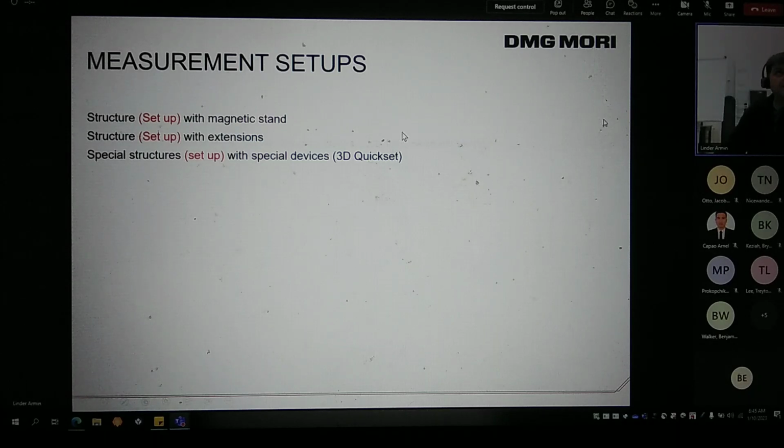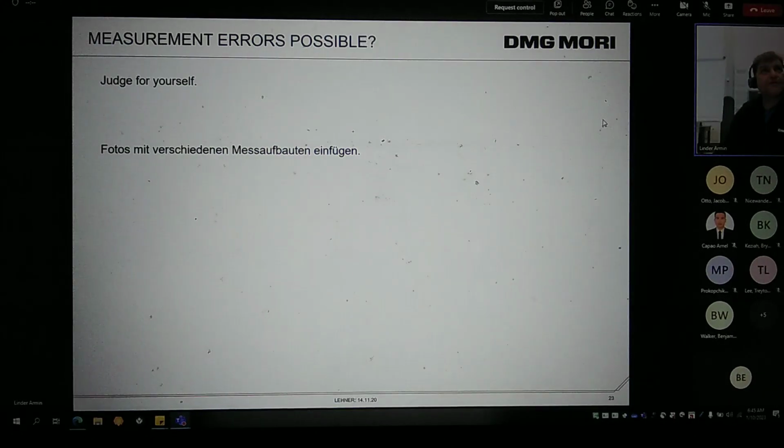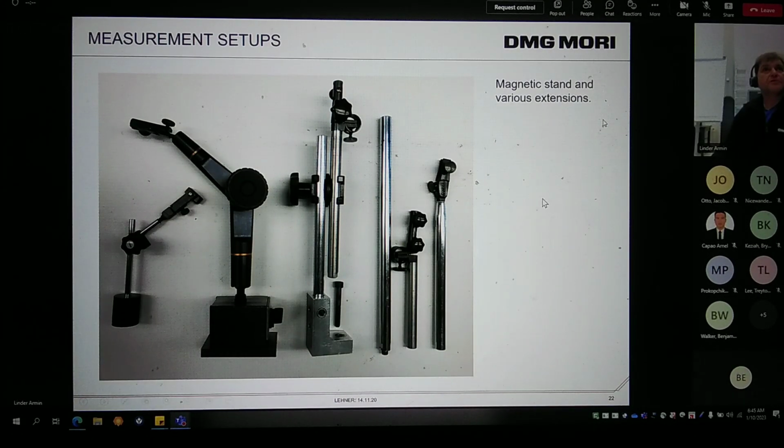with extensions or with magnetic stands, or some special devices. Maybe you heard about the 3D quickset measurement structure. That's also a device that we can use for measurement. So, yeah, that's some examples for magnetic stands or various extensions.